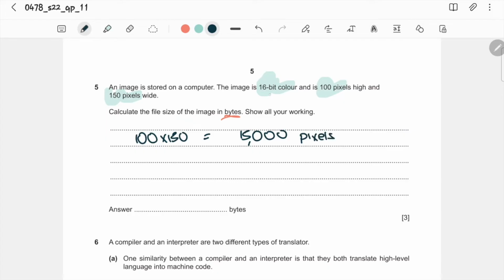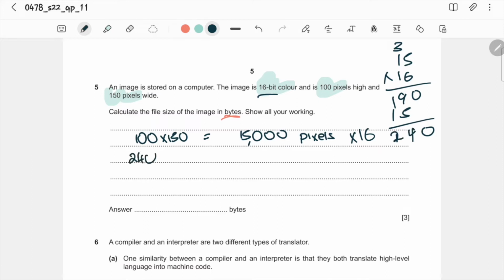Now these 15,000 pixels are 16-bit color. So if I want the number of bits, I will just multiply it by 16. So what is 15 times 16? Let's see, 0, 3, 6, 9, 5. Have I done that right? 1 plus 9 plus 5 is what? 15. So 240, right, 240, and then the 3 zeros. So that is how many bits there are.